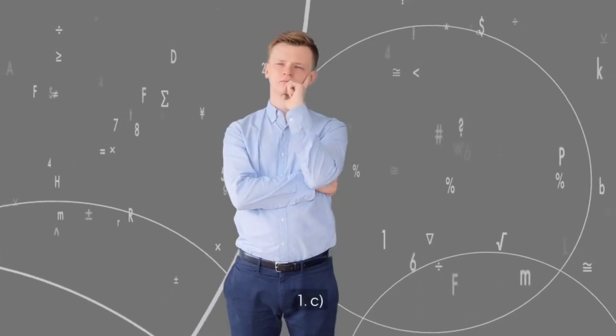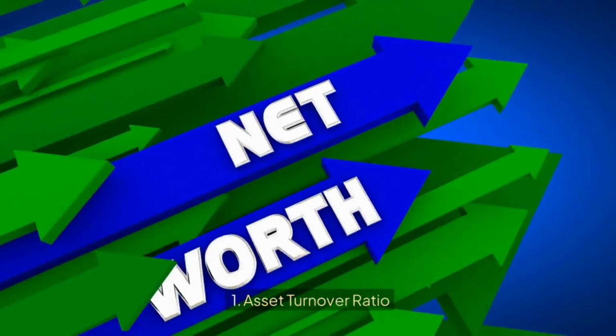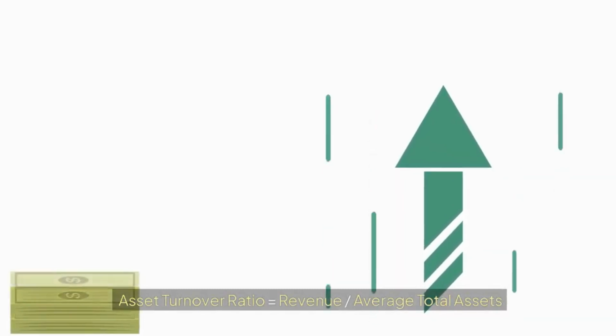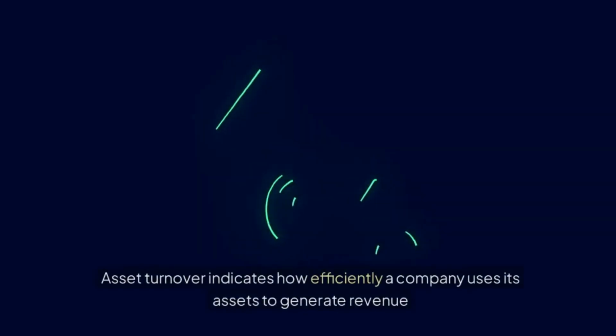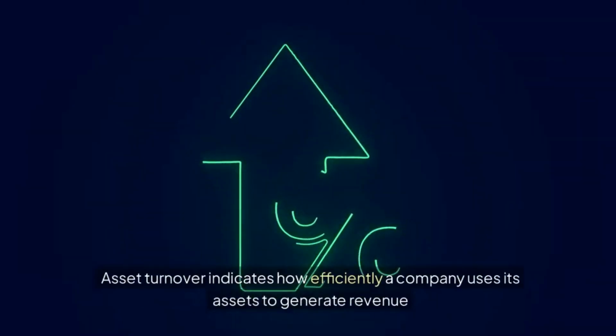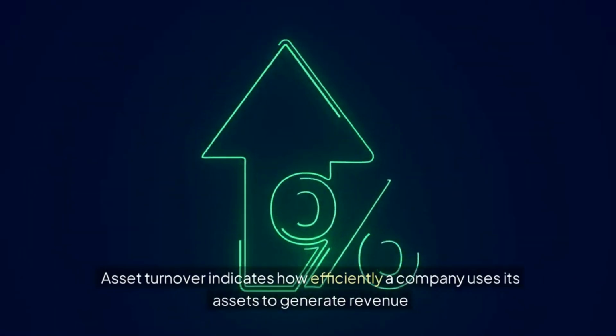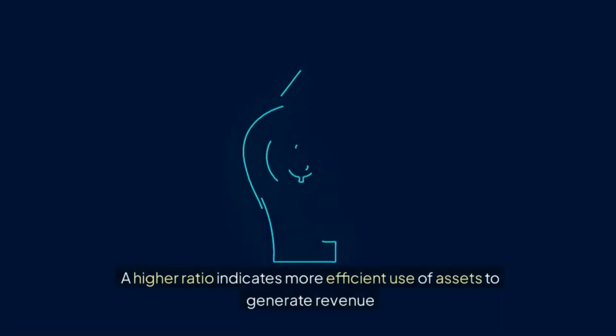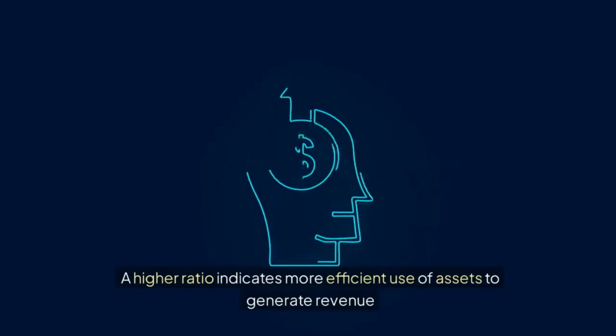Next ratio is asset turnover. Asset turnover ratio equals revenue over average total assets. Asset turnover indicates how efficiently a company uses its assets to generate revenue and profits. A higher ratio indicates more efficient use of assets to generate revenue.